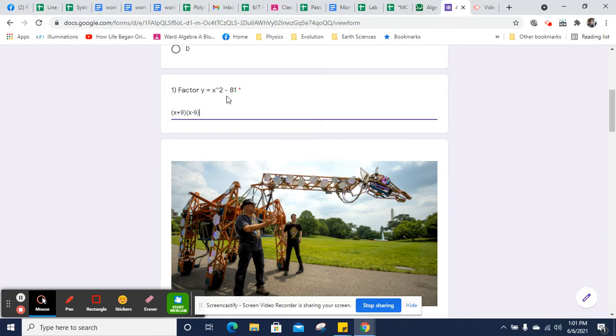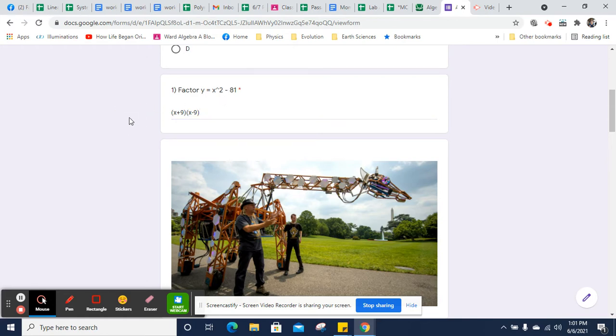It also captures the fact that negative 81 is 9 times negative 9. And those are the factors. We simply have a sum and difference of the same two things. Our middle term will be 9x and negative 9x, which is why there is no middle term, because it's just 0x.